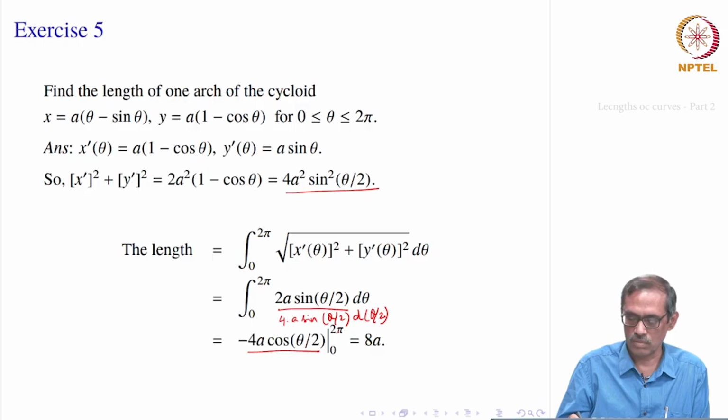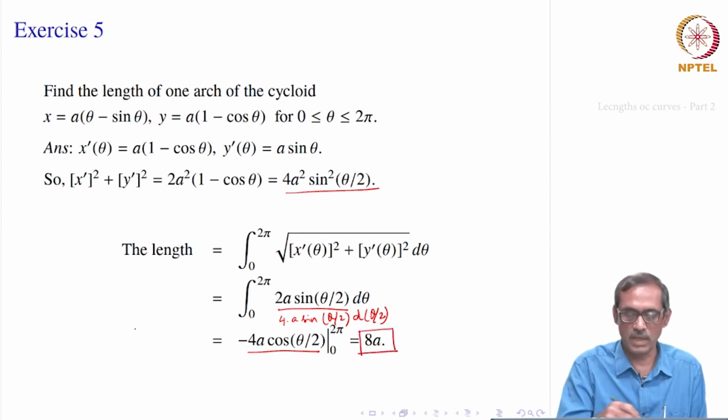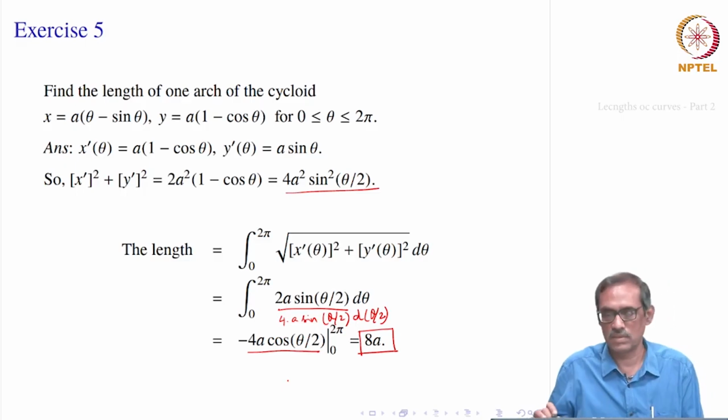Okay. So, at 2 pi we have to substitute, at 0 we have to substitute, this minus sign goes, at 2 pi it becomes 0, at 0 it is now 4 times a cos theta or 8a. So, that is how we will be computing the lengths of the curves. Let us stop here.